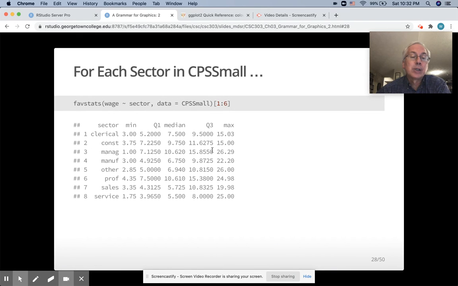And the 1 through 6 just lists what the sector was, and it gives us what we call the 5-number summary: the minimum value, the maximum value, and then the first and third quartiles, and the median, which could also be considered to be the second quartile. And so these 5 numbers are going to be involved in the box plot.